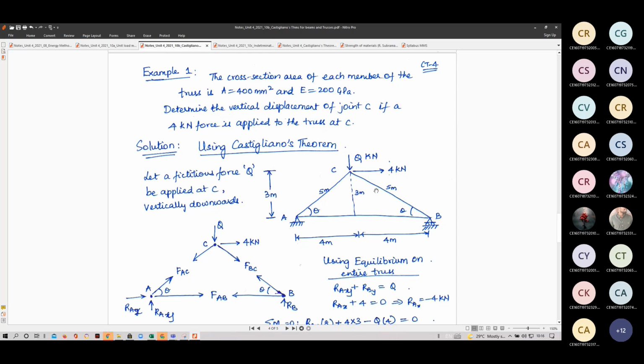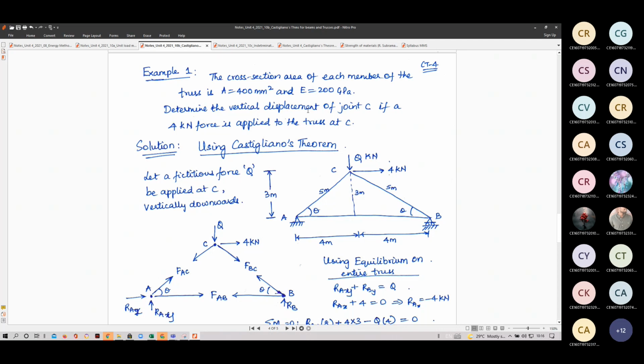Now this is truss ABC. This Q is not there. Given figure is only this 4 kilonewton load. When I apply this 4 kilonewton load, as C displaces to the right, it also displaces slightly downwards. So I want to find the downward displacement.